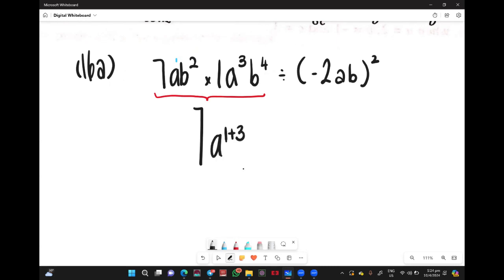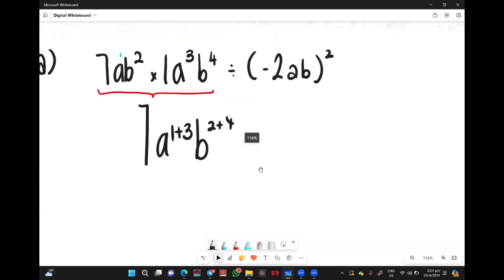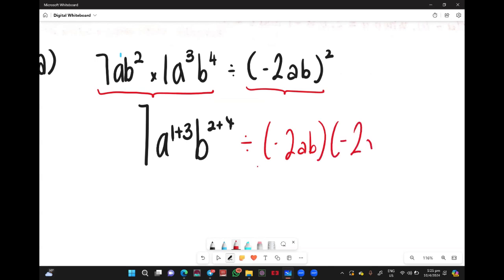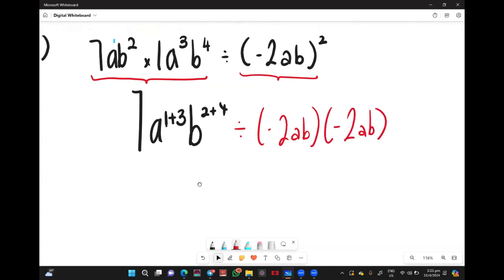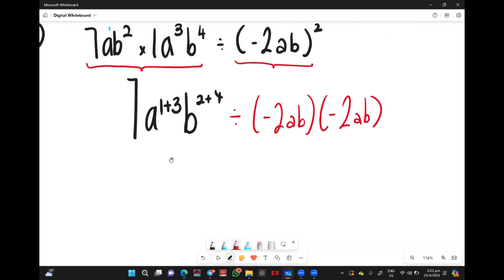So basically, you have to write a to the power of 1 plus 3. Am I making sense? All right, for b, it will be 2 plus 4. Then you will have to divide by what exactly is minus 2ab squared. It means I have 2 of this. All right, so the moment you have 2 of this, of course, you can go and multiply. Agree or not? But of course, we solve this part first. 7a to the power of 4, b to the 6.